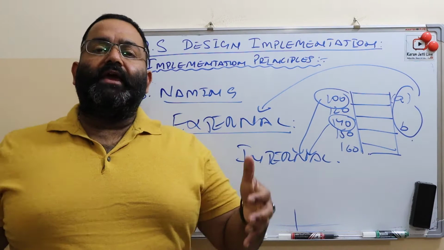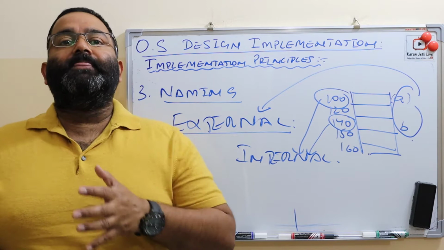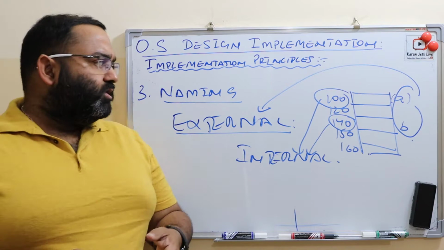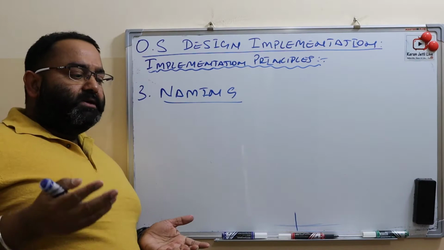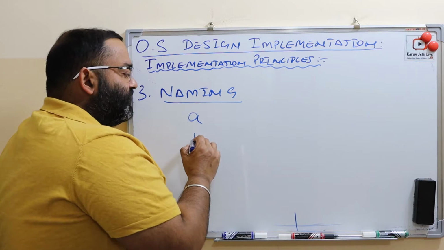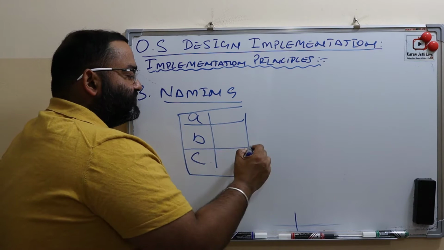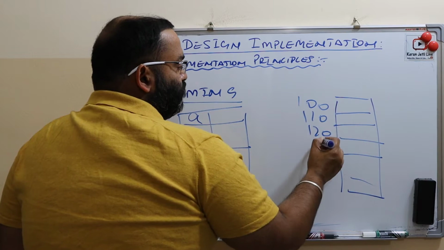Now, when we talk about internal naming or external naming, there must be a structure which can map our external name with the internal name. We call it a directory. So what is a directory? A directory is nothing but a table which can map the name given by the user with the name given by the system. For example, we have A, B, C, which are the user-defined, external names. And then this is our memory: 100, 110, 120, 130, 140, 150.